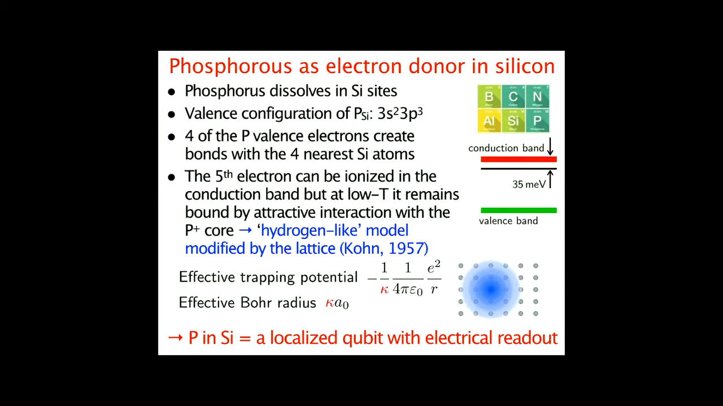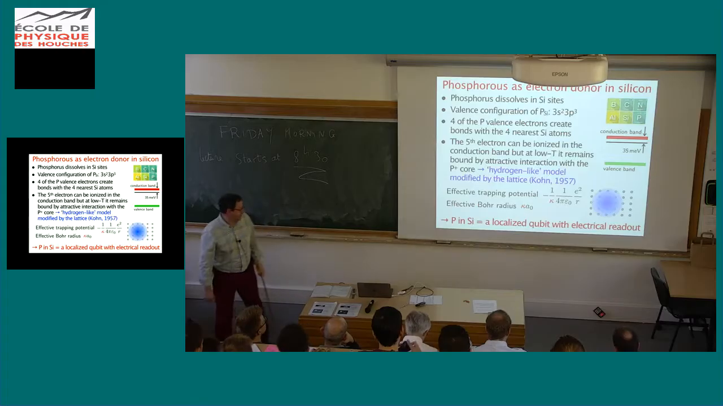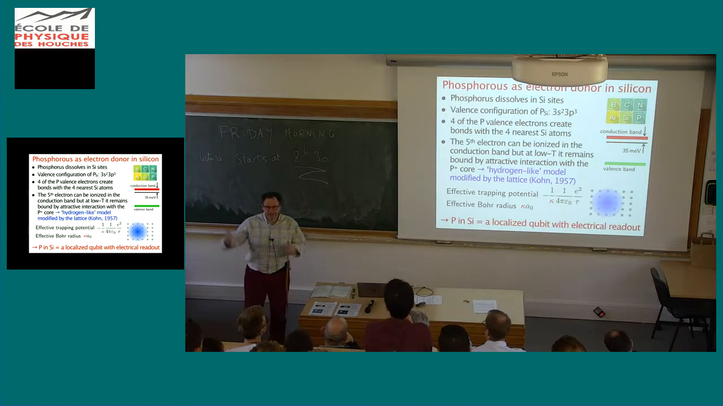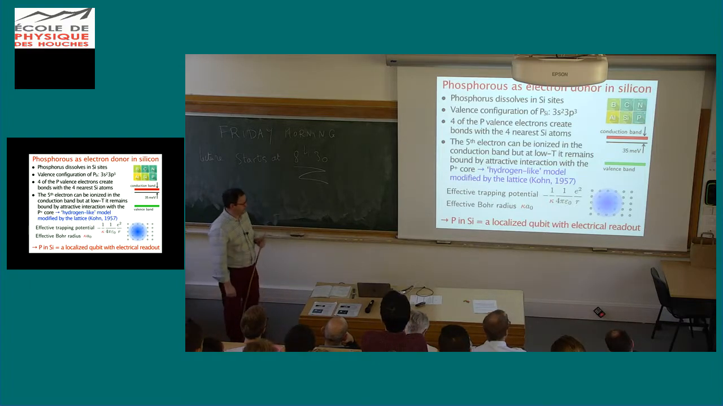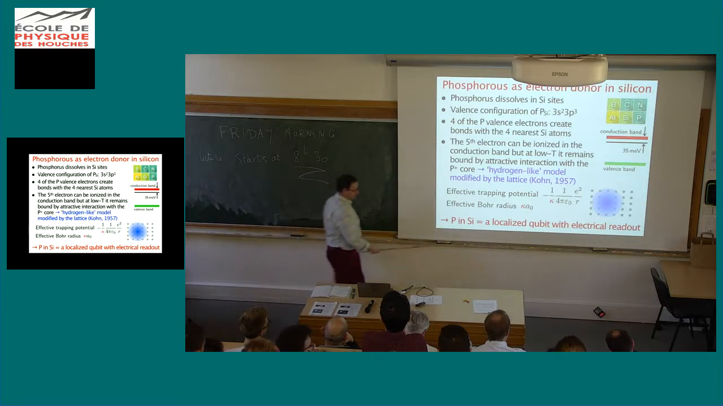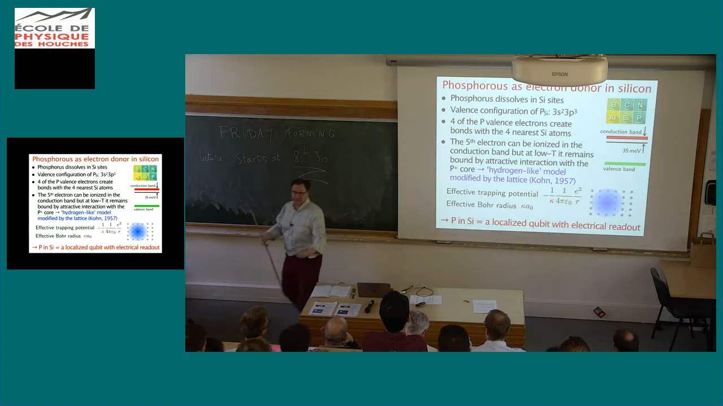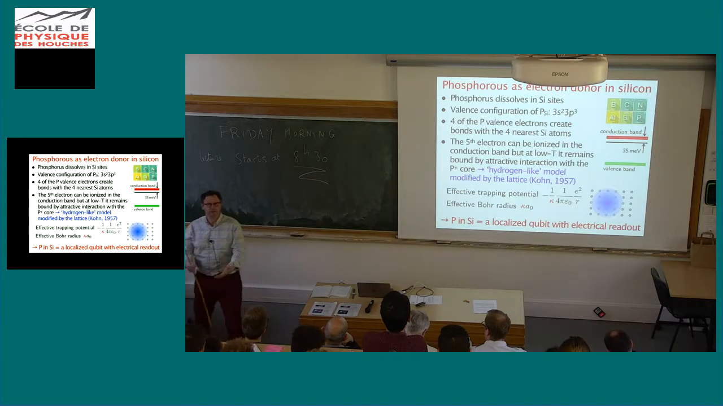For instance, phosphorus in silicon is well known to be a very good localized qubit, and you can have interaction between two phosphorus impurities and an electrical readout of the state of that. There were proposals by Kane and a lot of development along the idea following this very simple description.